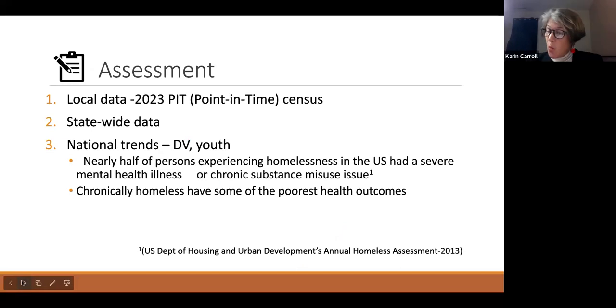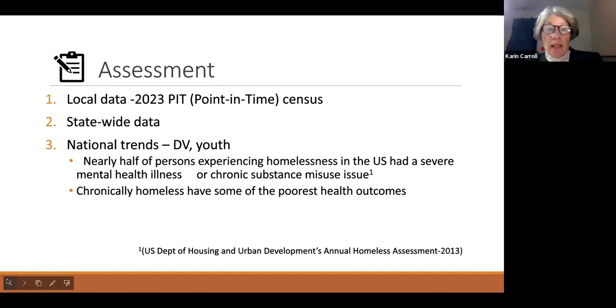So in the assessment phase, next slide, we use a number of different data sources. So we use local data, which is a point in time data or a census that's done here in the city every year in January. Last January, we had 15 people counted that were living on the street. And then we had a number of others that were living in shelters, almost 100 individuals that would be classified by our definition as homeless in Somerville. We think that's probably an underrepresentation, but it's a good starting point that allows us to compare over time.